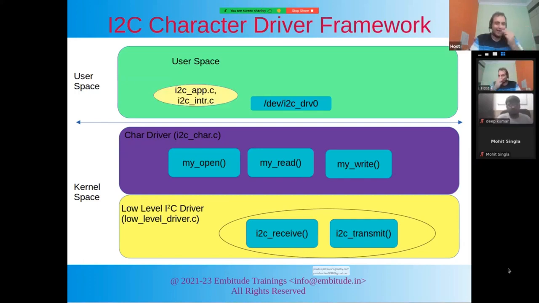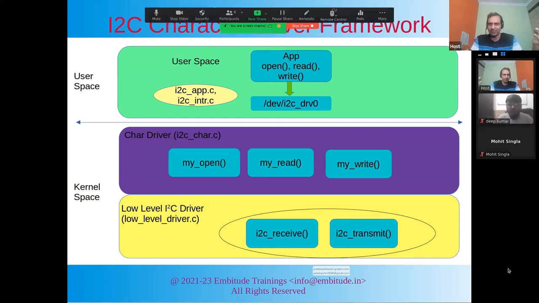We are going to use applications like cat or echo on this particular device file, and this will take us to the character driver. Let's say I'm invoking a cat on this device file. It will take me to the myRead function of the character driver, and then it will go down to I2C receive. Similarly, when I do an echo on this, it will go to my write, and from my write all the way to I2C transmit.